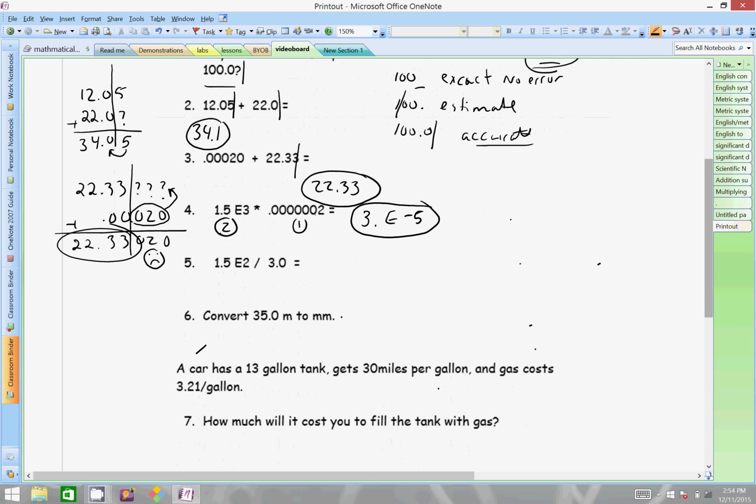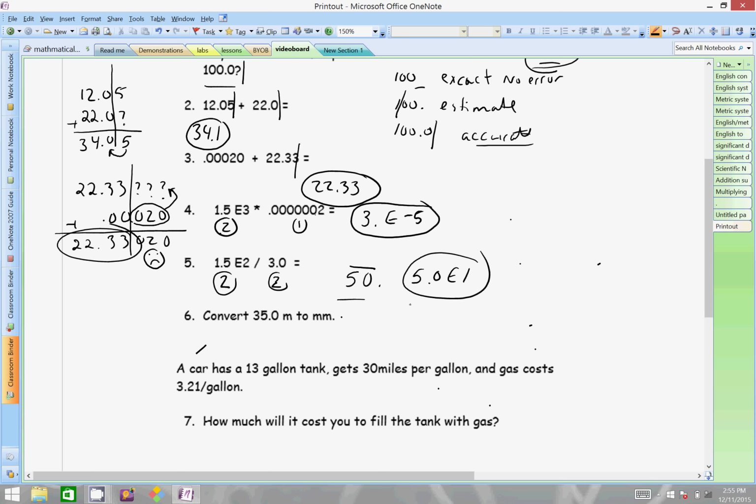Next, we got 1.5 e to the second divided by 3. So I got essentially 150, which is 2 sig figs, and 3, which is 1 sig fig. So let's divide it. 150 divided by 3 is 50. Now the way this is listed, I only have 1 sig fig. So I need to draw a line up top of it, or I've got to go 5.0 e to the first.